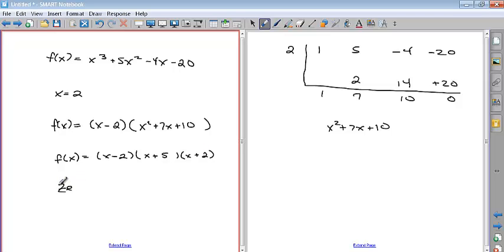The zeros, which are also the x-intercepts, are going to be x equals 2, because I gave you that, x equals negative 2, and x equals negative 5. So those are the zeros. Those are the x-intercepts. Then if you do the y-intercept, that's when you set x equal to 0, and you can put that in here, and you can see it's going to be y equals negative 20. So that's the y-intercept.